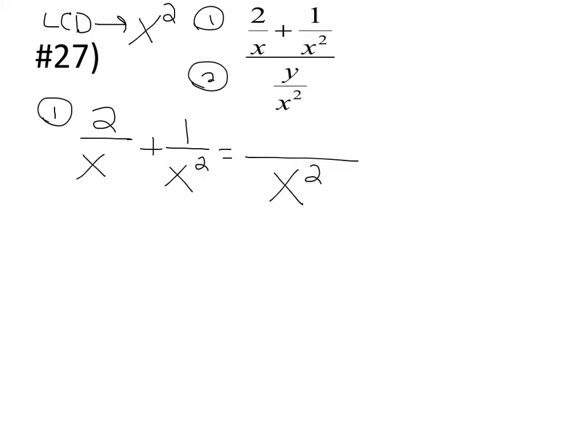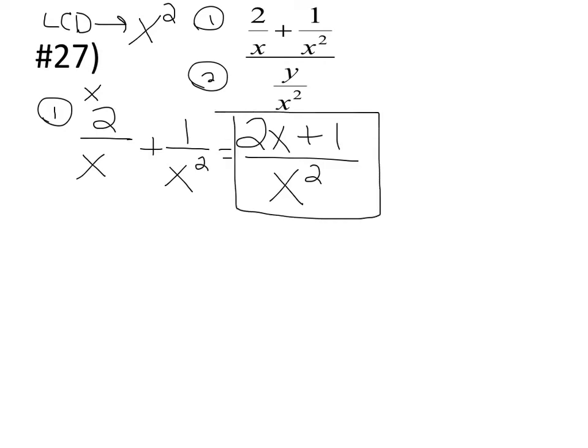So what is this denominator missing that this one has? An x. What is this denominator missing that this one has? Nothing, because they're the same. So then you multiply. 2 times x is 2x, plus 1. And this is my new numerator.